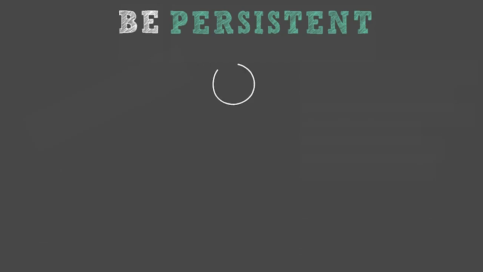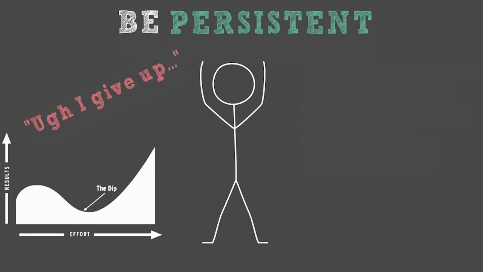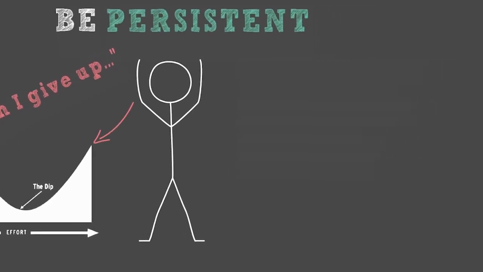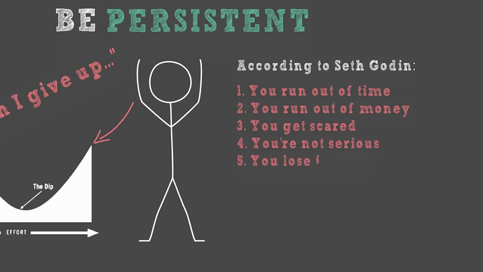Number 4. Be persistent. Unfortunately, many of us give up before or during what Seth Godin calls the dip. Godin says that although it's important to know when to quit, many potential winners don't reach success because they quit before the dip. According to Godin, 5 reasons you might fail to follow through are: you run out of time and quit, you run out of money and quit, you get scared and quit, you're not serious about it and quit, or you lose interest and quit.